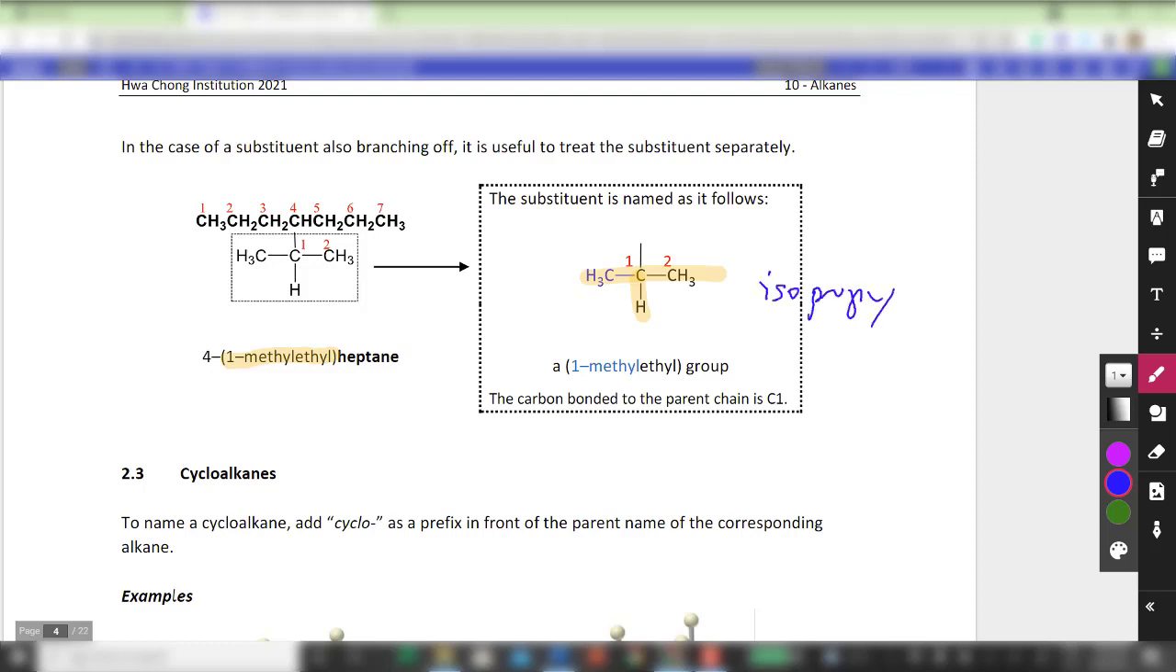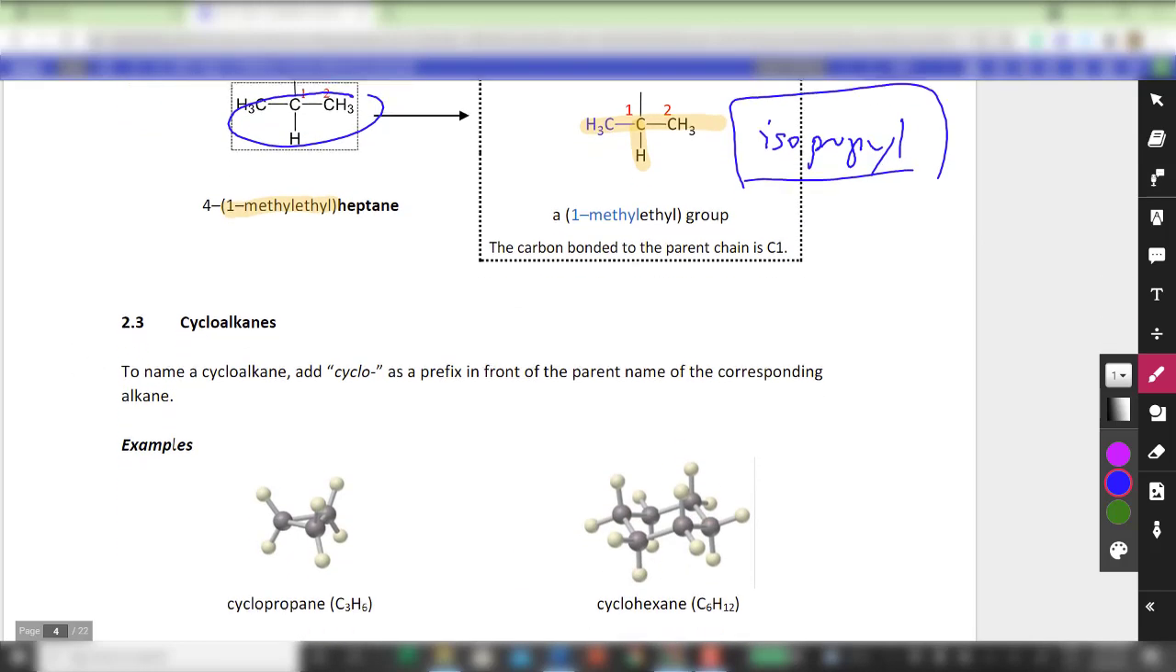Why is it called isopropyl? Because in that case, it is a propyl group, but it's being bonded through the middle carbon, or what we call a secondary carbon. So we call that an isopropyl group. It's just a simplified name if you wish to know. If you look at many organic texts, they don't really call it 1-methylethyl group. It's too long a name, so we just call it isopropyl.